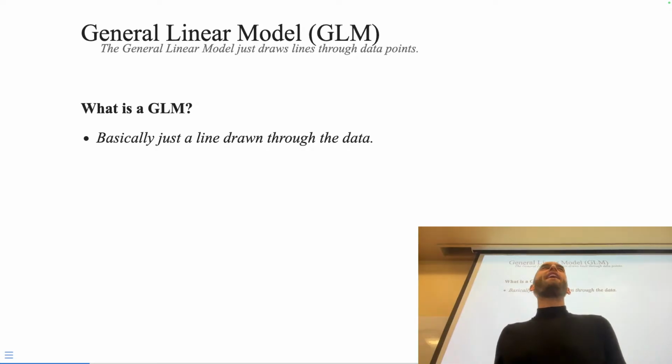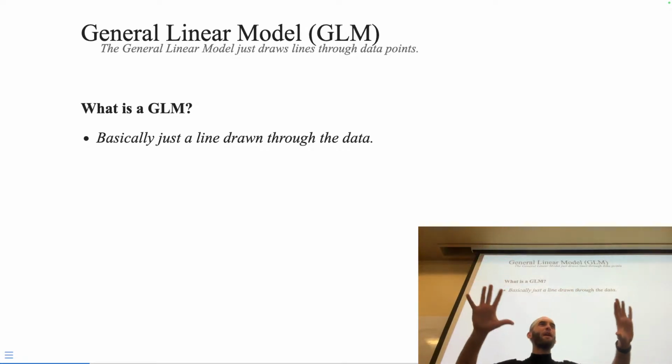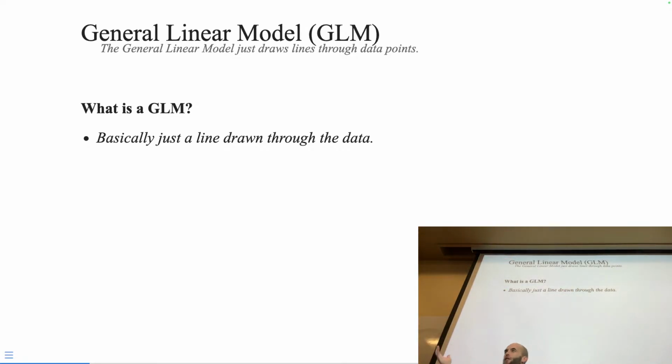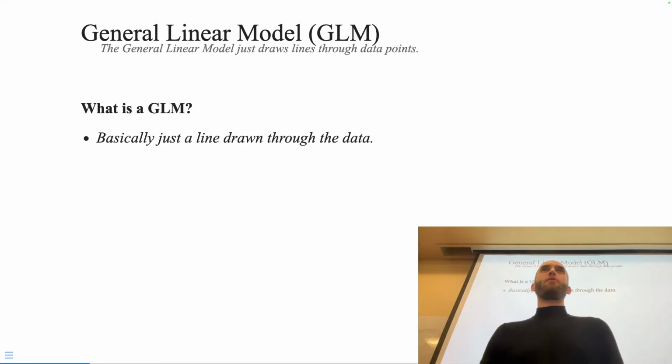Essentially, a general linear model is just, we take data. We spent the first third to half of the semester just talking about how to visualize data. All we're going to do with a general linear model is take that data that we've visualized and draw a line through it. It's really not that much more complicated than this claim. General linear model, we're just going to draw a line through data. It is a little more complicated.